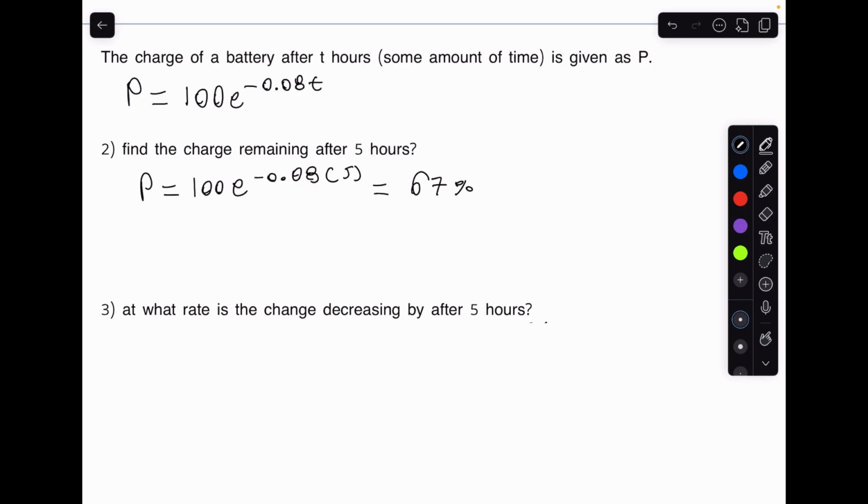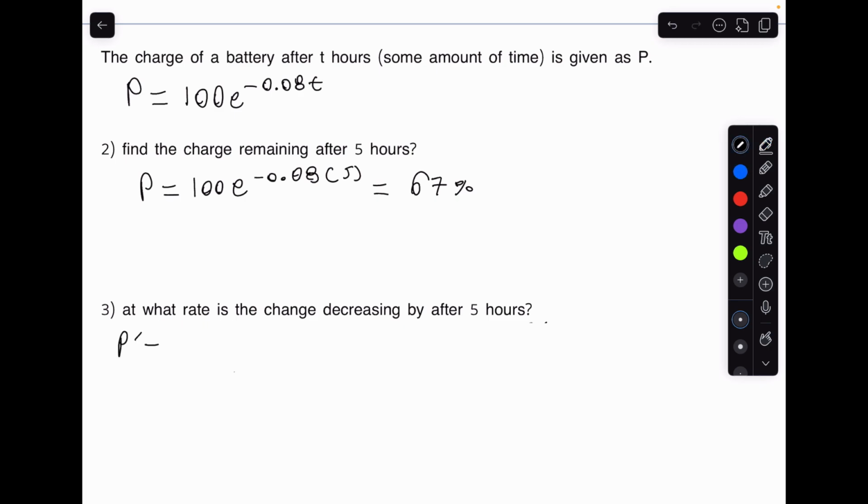Very easy. The third question is a little different. So at what rate is the charge decreasing after 5 hours? Notice the difference here. We have find the charge remaining after 5 hours. So it's referring to the initial formula we're given. This one says at what rate is the charge decreasing? When we talk about rates and need to find at what rate something is decreasing, we're referring to the derivative.